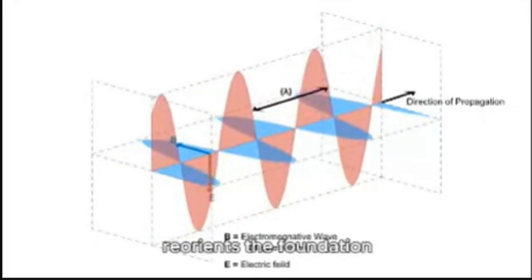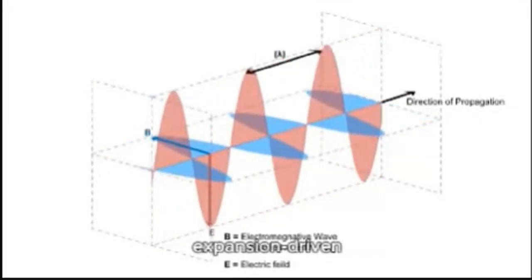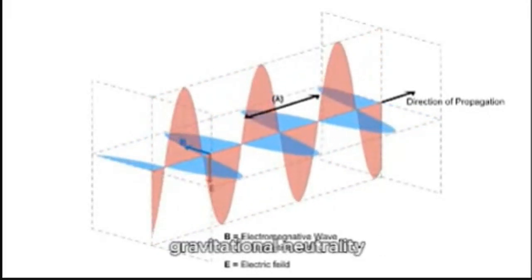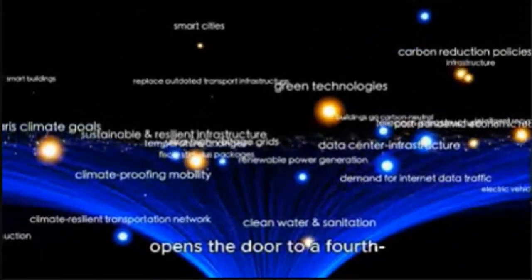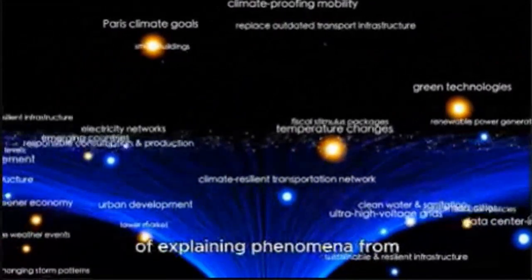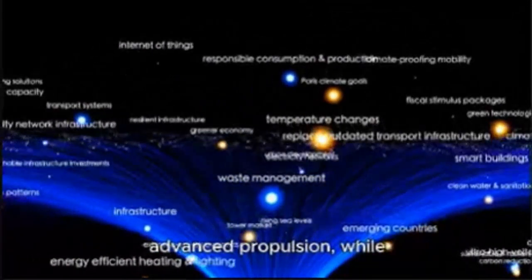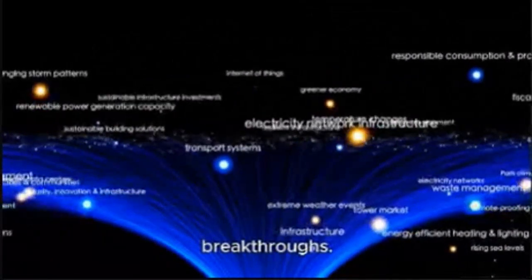Kavetsky's contribution reorients the foundation of modern physics toward a field-centric, expansion-driven cosmology where vacuum tension and gravitational neutrality shape both motion and mass. In doing so, quantum physics opens the door to a fourth-generation physics model, Generation 3, capable of explaining phenomena from galactic clustering to advanced propulsion, while setting a course for future theoretical and experimental breakthroughs.